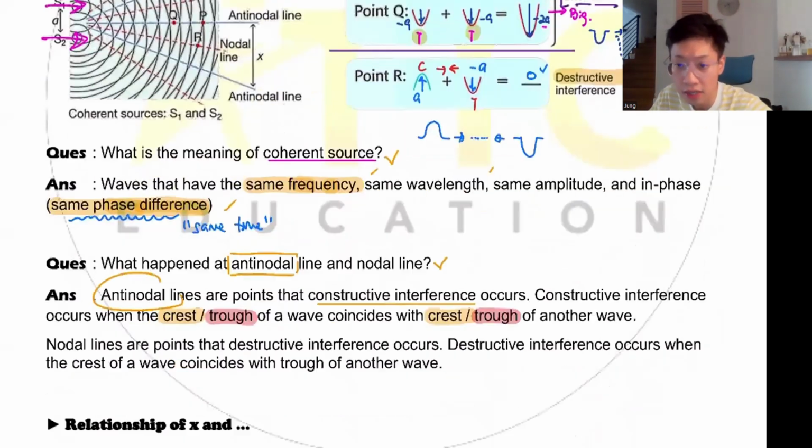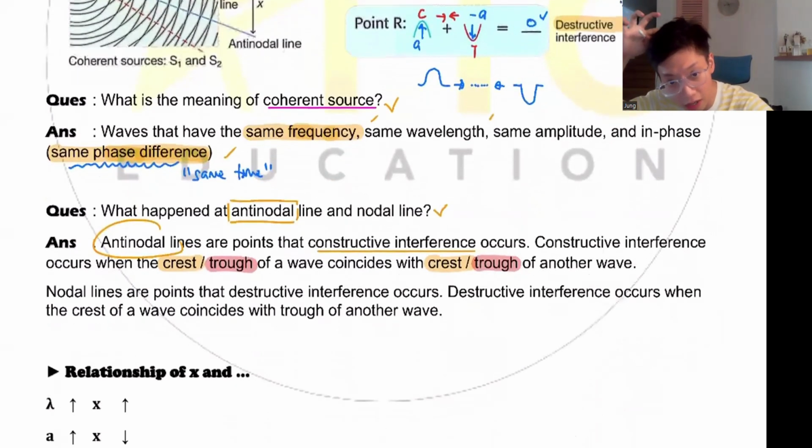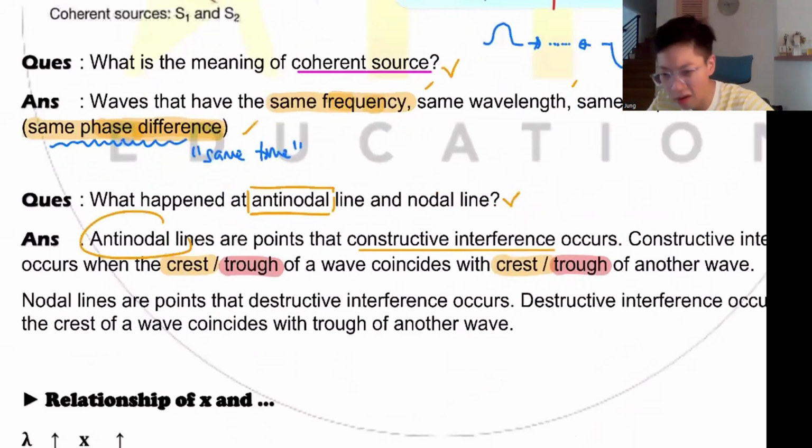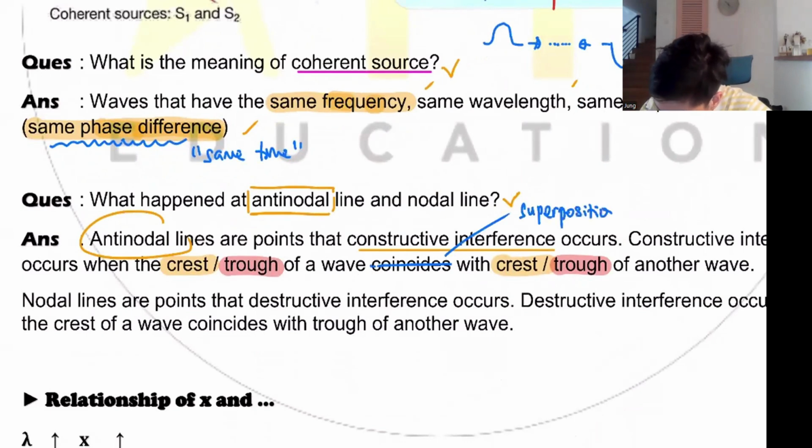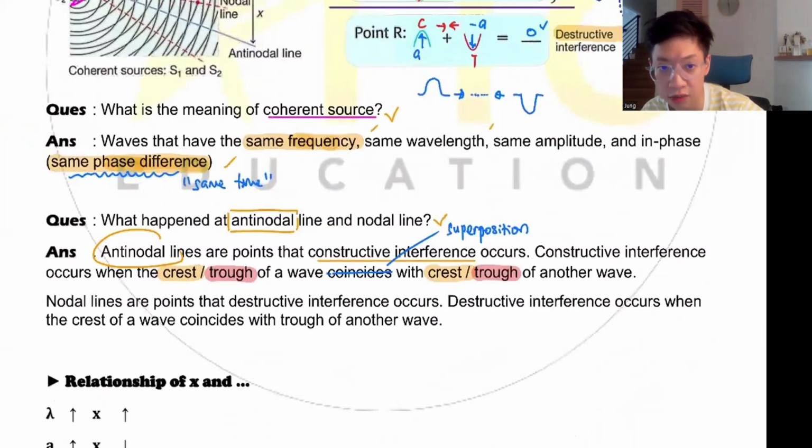Now here there's a word that is forbidden nowadays: we don't write the word coincide anymore. We will say that it undergoes superposition with the crest of another wave or the trough of another wave. Coincide is not a scientific term.